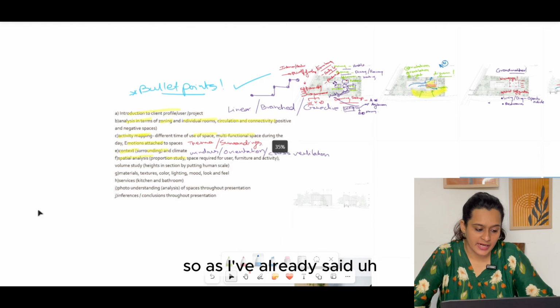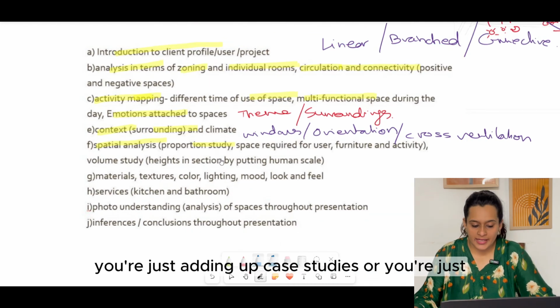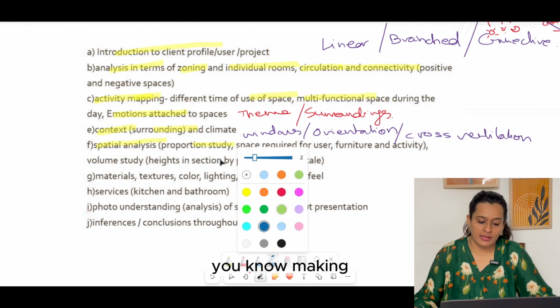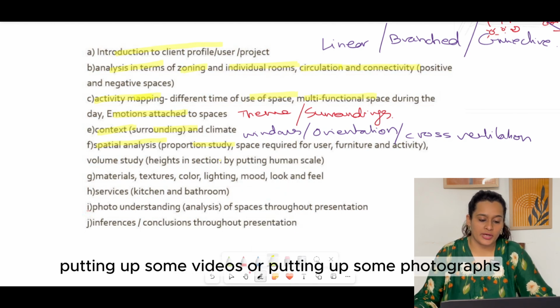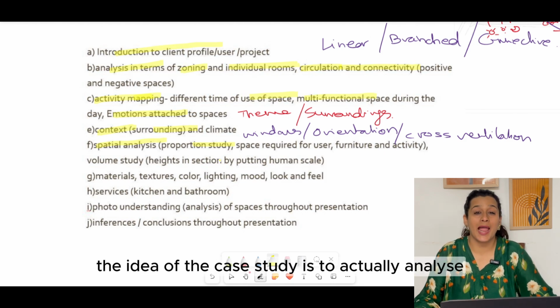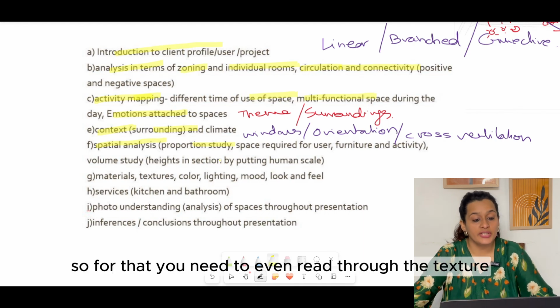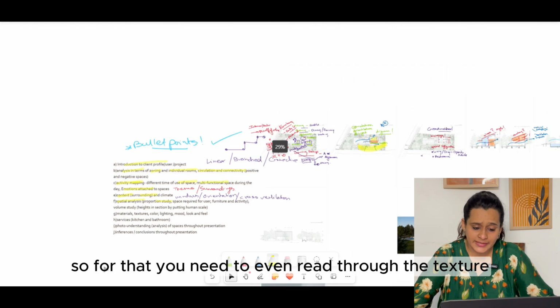As I've already said, it's not just about adding up case studies, or putting up some videos or some photographs. It's not to make a collage. The idea of the case study is to actually analyze what the designer had in mind. So for that, you need to even read through the text here.